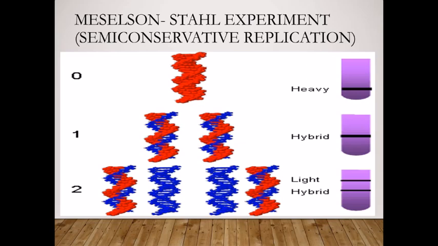Experimental confirmation of semi-conservative DNA replication was given by Meselson and Stahl in 1958. They studied semi-conservative replication by using light and heavy isotopes of nitrogen and the equilibrium density gradient centrifugation technique. In this video, we discussed nucleic acids, DNA, RNA and the semi-conservative method of DNA replication. Thank you.